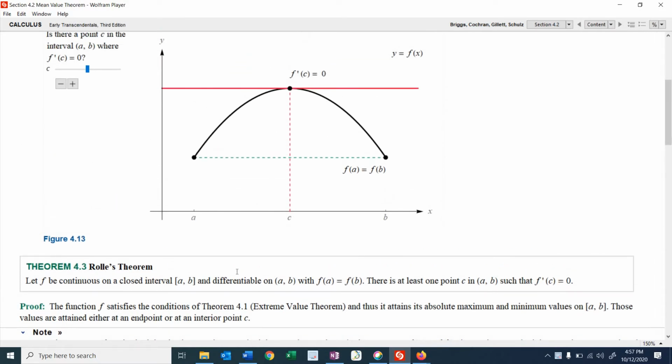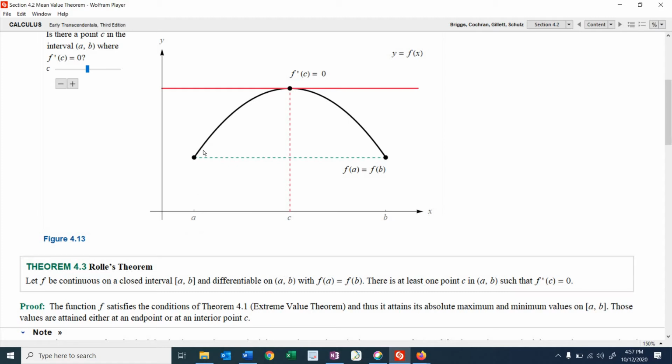So let's take a function that satisfies all three of the conditions of this theorem. The first condition is that the function must be continuous on a closed interval from a to b. You can see in this example, this function is continuous on the closed interval from a to b. So that condition is satisfied. The second condition is that the function must be differentiable on the open interval from a to b. Now, differentiability means that the derivative exists.